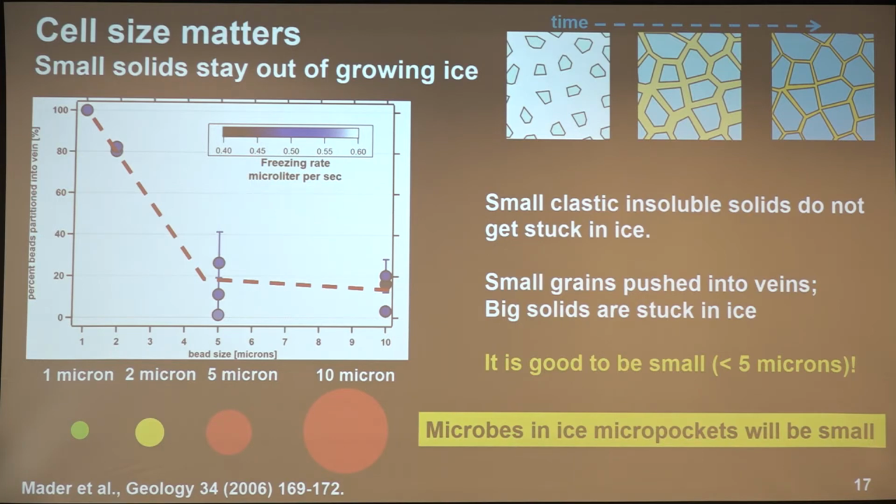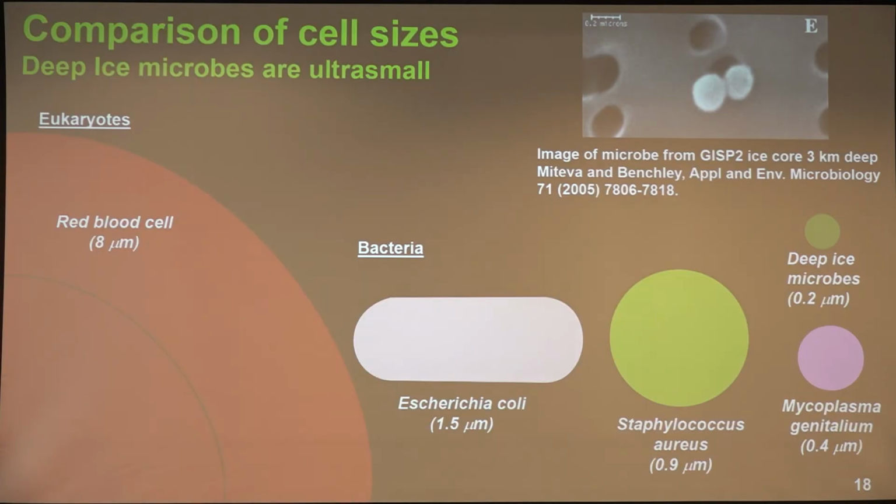If you're smaller than that, you will effectively surf the freezing front and end up in the liquid zone and be totally happy. So that gives us our big clue, and a constraint that we have to worry about is that in order to be inside that liquid pocket, you have to be really small. Here's a quick picture showing some comparison of some cell sizes. Red blood cell, 8 microns across. E. coli, Staph A, Mgen is all fairly small, maybe about 0.5 microns at the smallest.